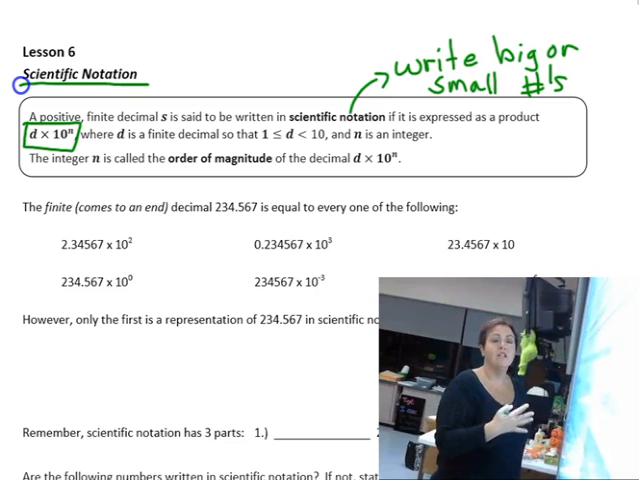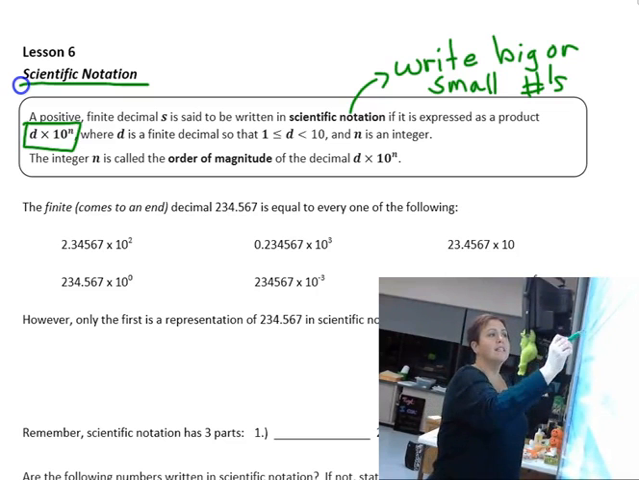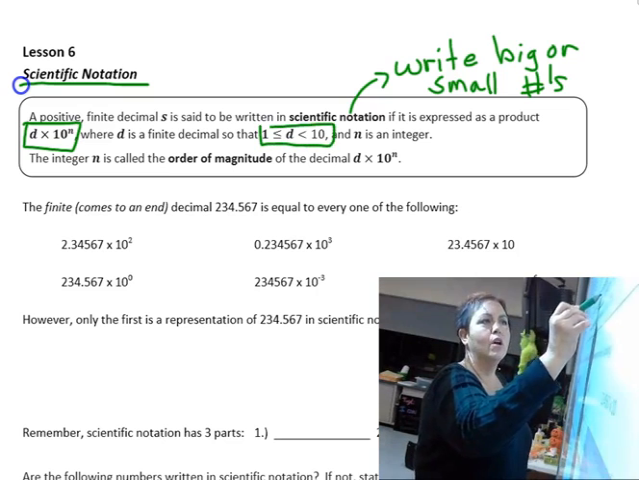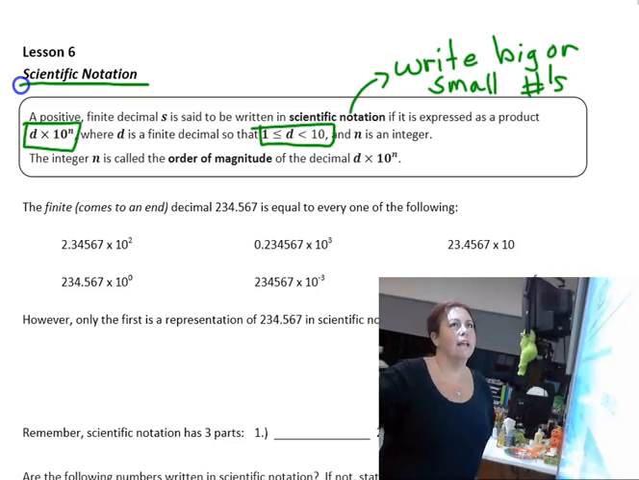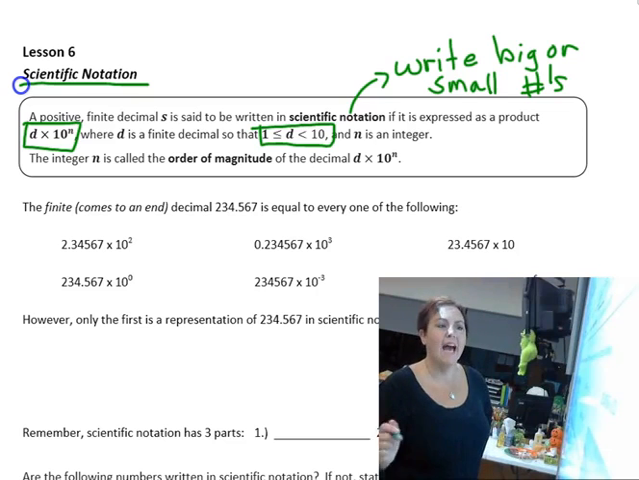So it's always d, which is representing some number, times 10 to an exponent. The d, there are certain rules. D has to be between 1 and 10. It cannot be bigger than 10. It can be 9.999999999, but it cannot be 10.